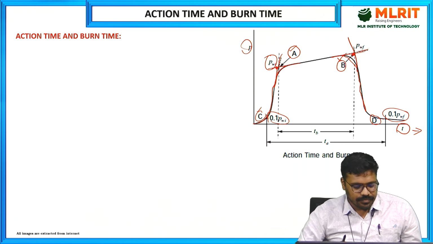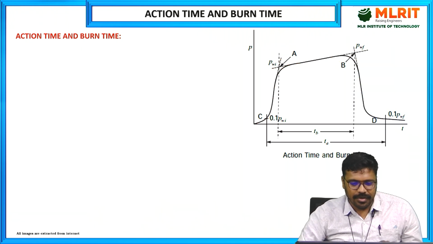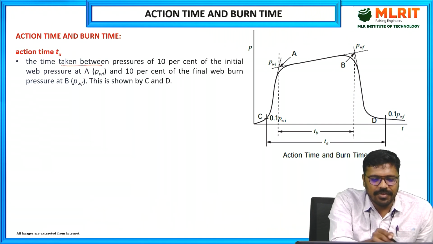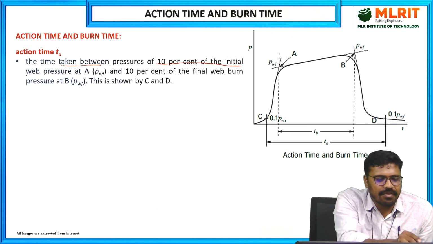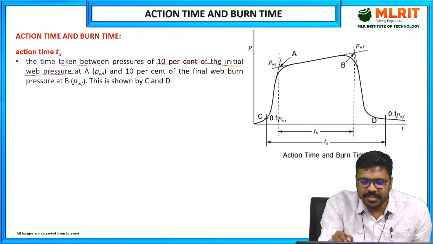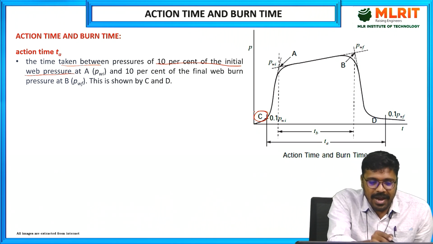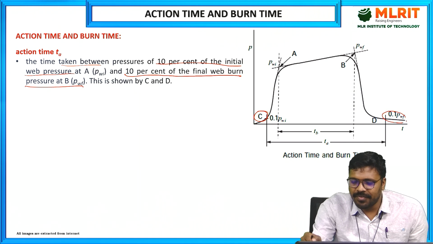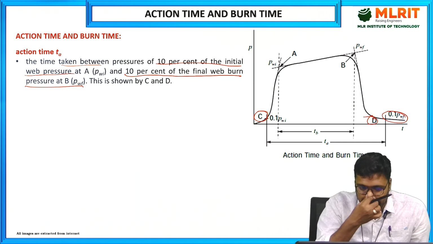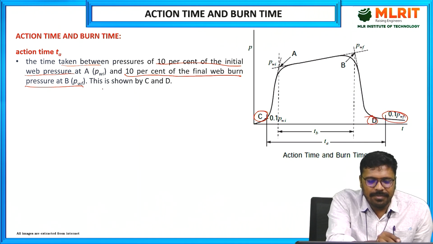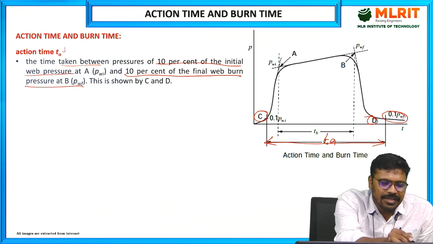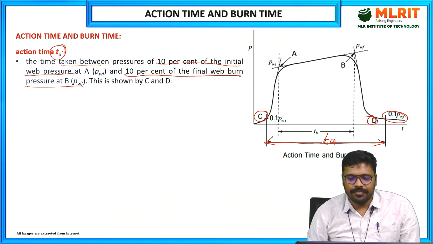Now we'll see the action time and burn time here. So what is action time? The action time is nothing but the time taken between the pressures of 10% of the initial web pressure, which is C, and 10% of the final web pressure, that is D. So that is nothing but the time taken from C to D. The time taken from C to D is nothing but the action time. It is denoted with TA, action time, right?